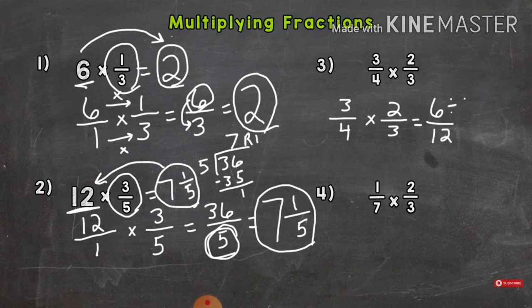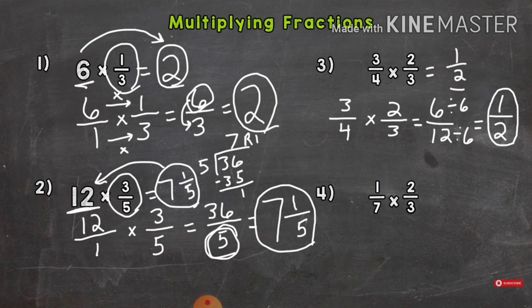And that greatest common factor is 6. So let's divide both of these by 6. 6 divided by 6 is 1, and 12 divided by 6 is 2. Now that fraction cannot be broken down anymore. The only common factor between 1 and 2 is 1, so we are done. The answer to number 3 is 1/2.